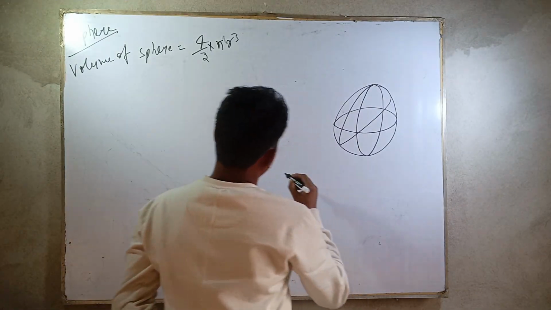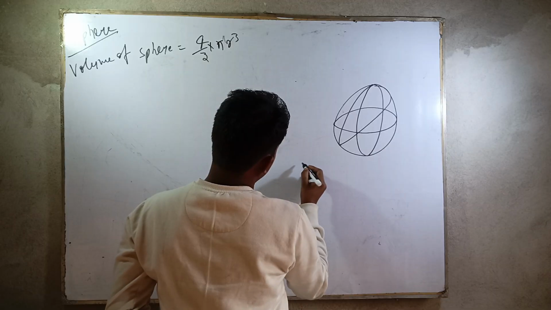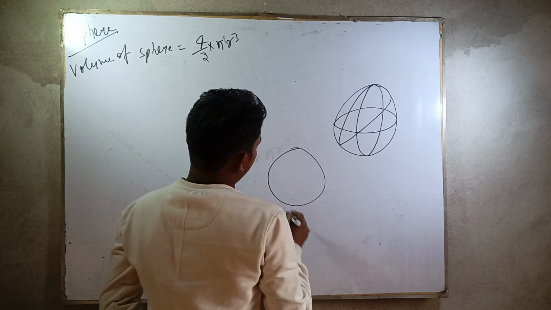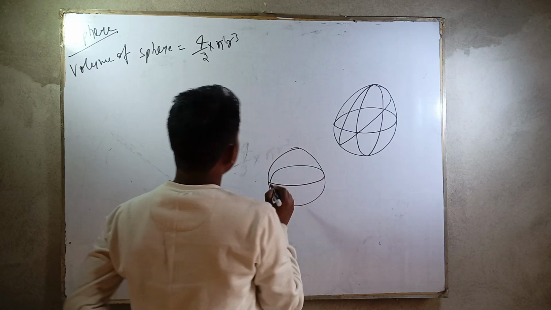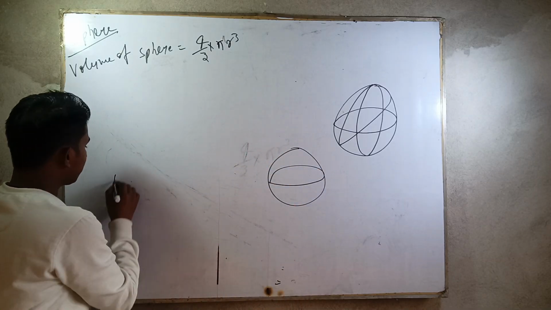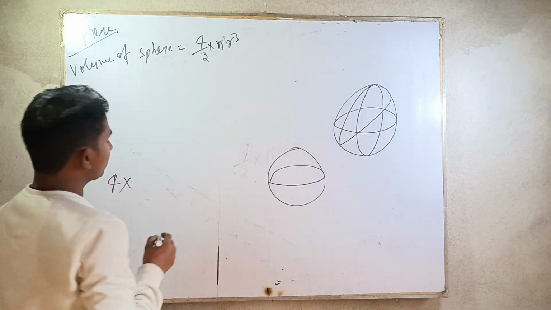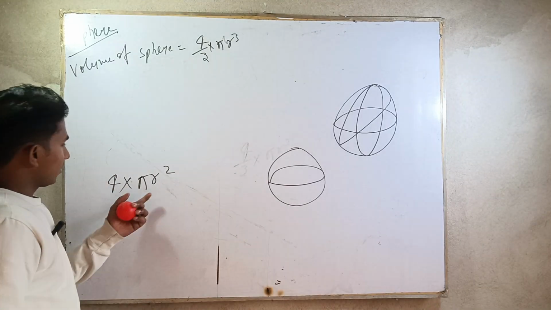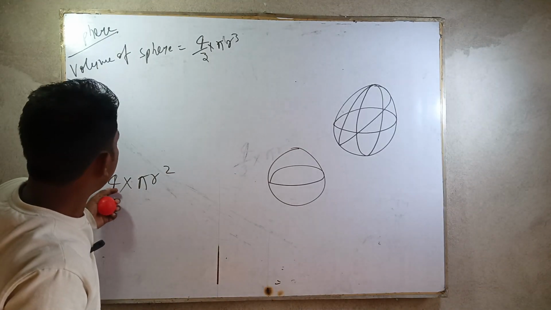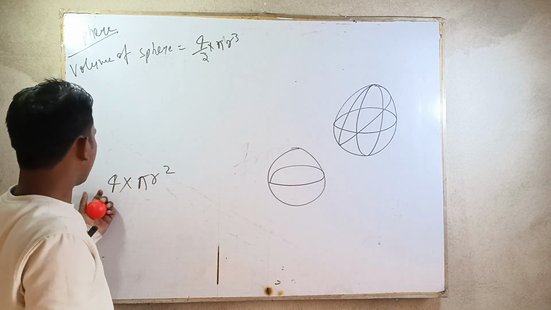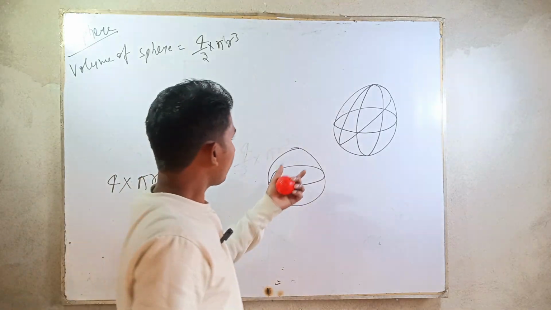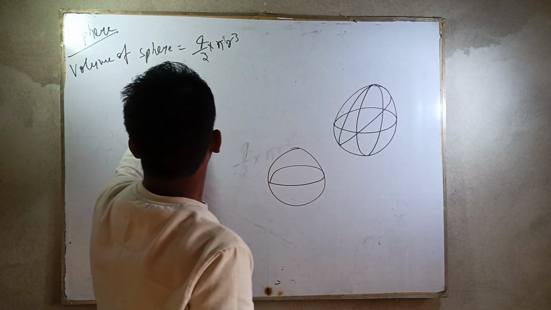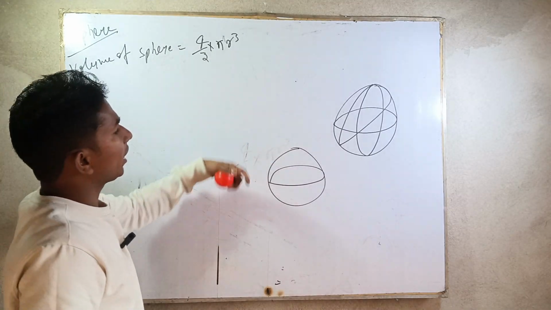If I look at the lateral surface area, that means 4 is multiplied with pi r squared. After that, the total surface area is of cube. And the volume of a sphere is 4 by 3 pi r cube.